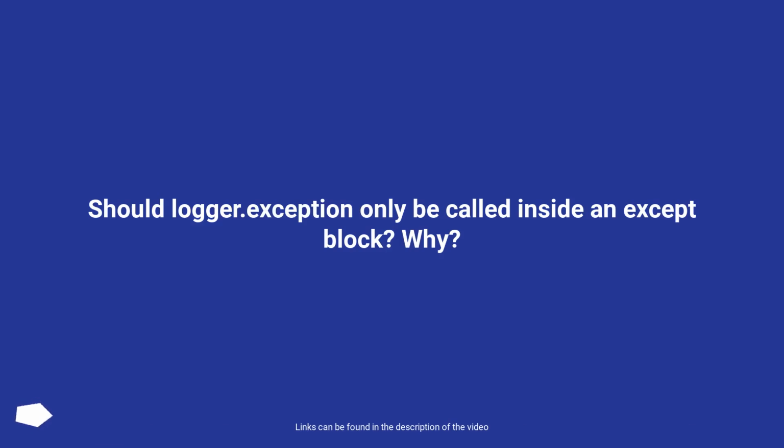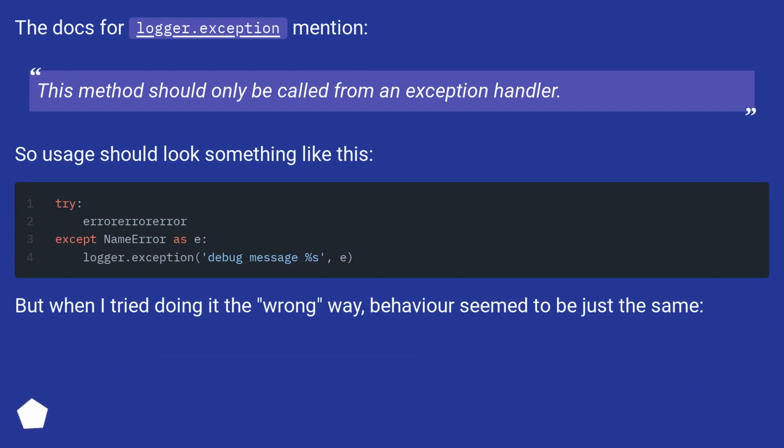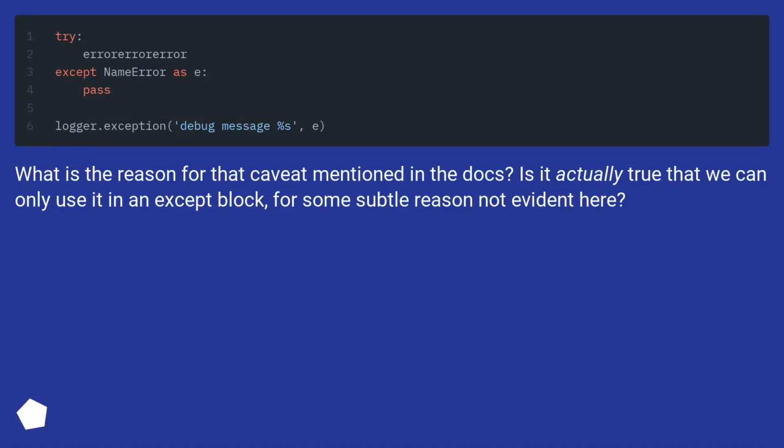Should logger.exception only be called inside an except block? Why? The docs for logger.exception mention this method should only be called from an exception handler. So usage should look something like this. But when I tried doing it the wrong way, behavior seemed to be just the same. What is the reason for that caveat mentioned in the docs?